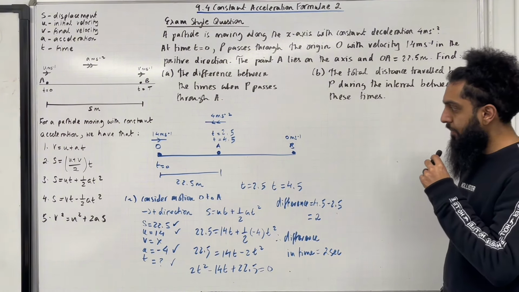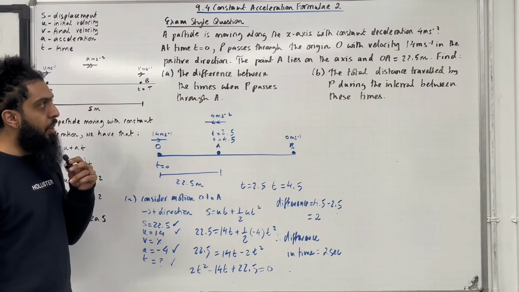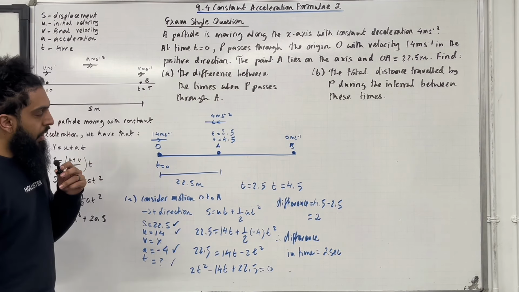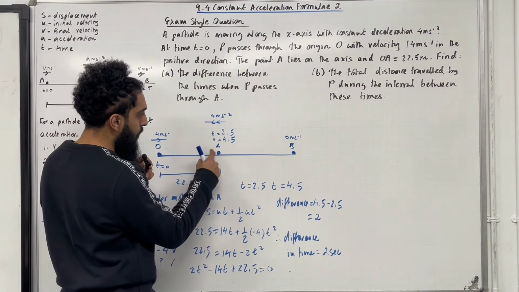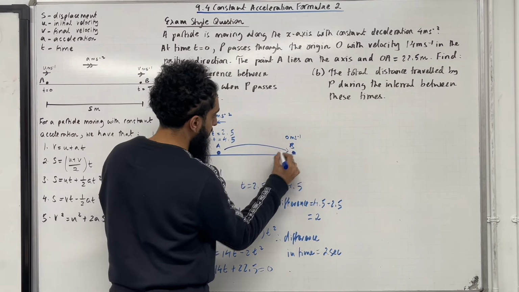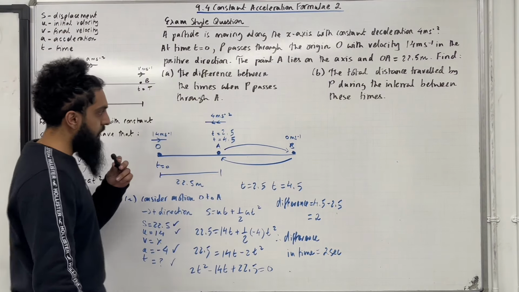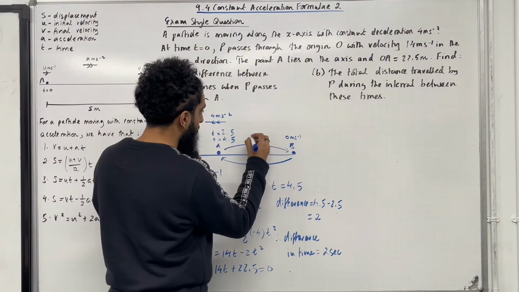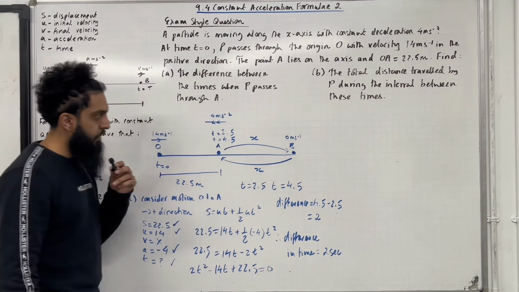Okay, let's move on to part B. In part B, we want to find the total distance traveled by P during the interval between these times. At time t equals 2.5, the particle P passes through A, and so it will continue to move to B. And then it will come back to A when the time is t equals 4.5. So this distance traveled here, we can call it x. And this distance traveled here, we can call it x.